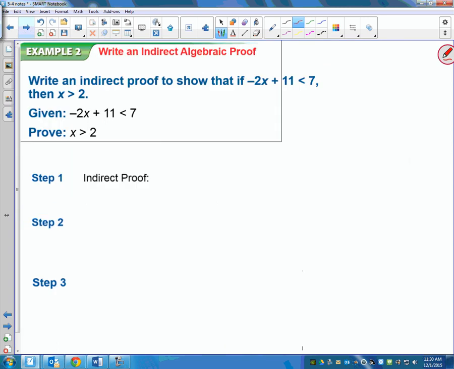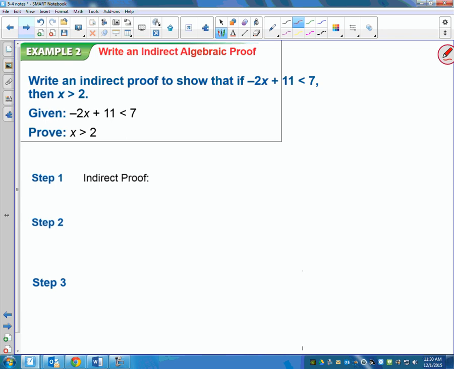So it says, write an indirect proof to show that if negative 2x plus 11 is less than 7, then x is greater than 2. Remember when we first started proofs and they were all algebraic like this? They were your favorite types of proofs, where you would just go step by step to get there, right? But we're going to do an indirect proof. So basically we're given that negative 2x plus 11 is less than 7. We want to prove that x is greater than 2.